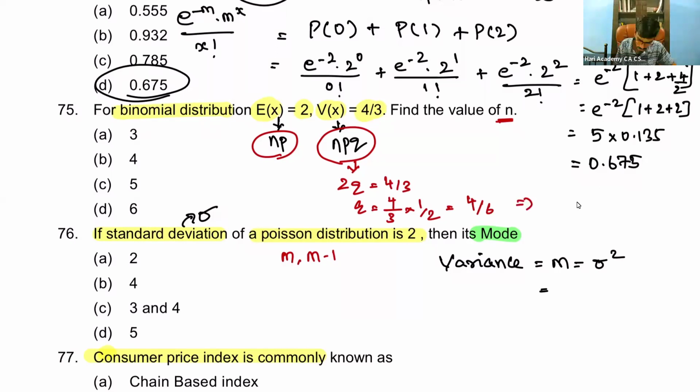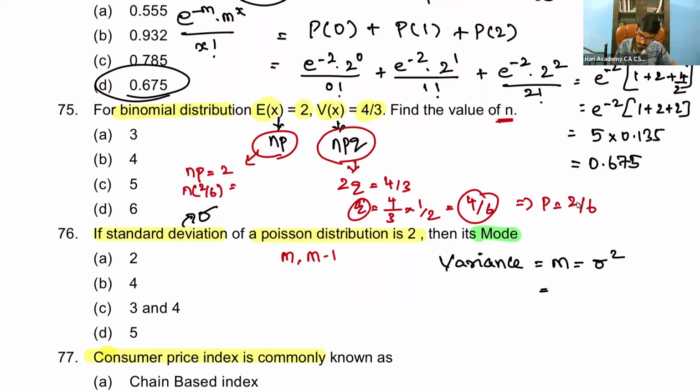I want to substitute in this formula. np equal to 2, so n into 2 by 6 equal to 2. n equal to 2 into 6 by 2. The 2 gets cancelled. n is equal to 2. Sorry, n is equal to 6. My answer is option D.